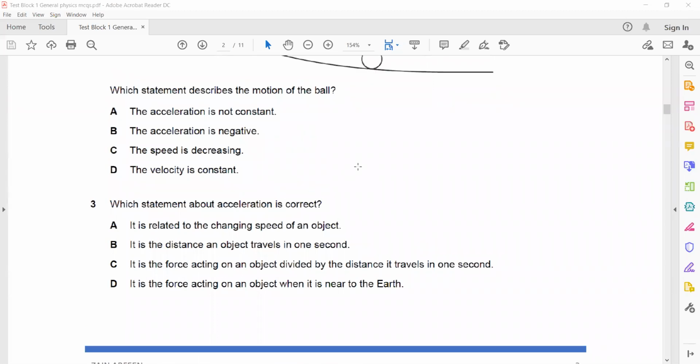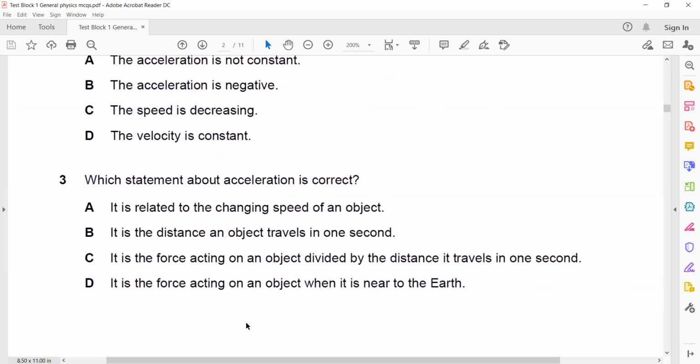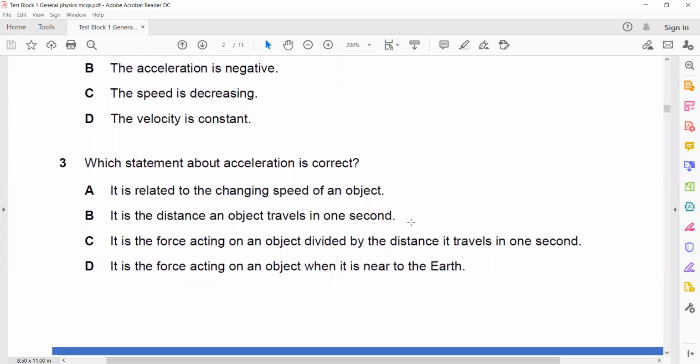Which statement about acceleration is correct? What is the meaning of acceleration? Acceleration is related to change in speed of an object. That's true. When the object changes its speed, we say the object is accelerating. Why not B, C or D? B says it is a distance an object travels in 1 second. That distance traveled in 1 second is known as speed. It is not acceleration. That's why B is not an answer.